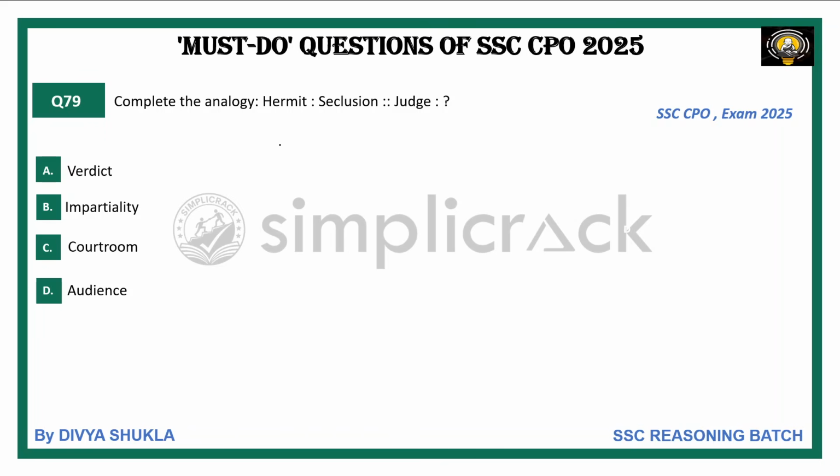Hermit is related to seclusion. Judge is related to impartiality.